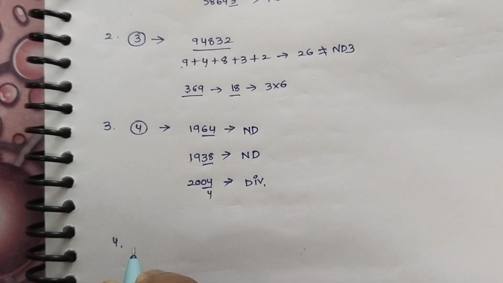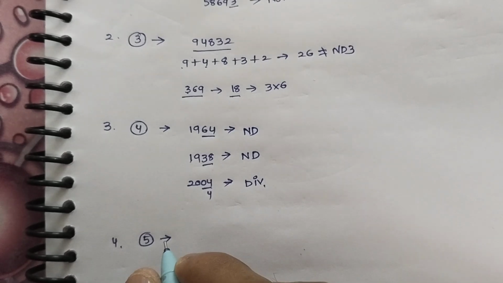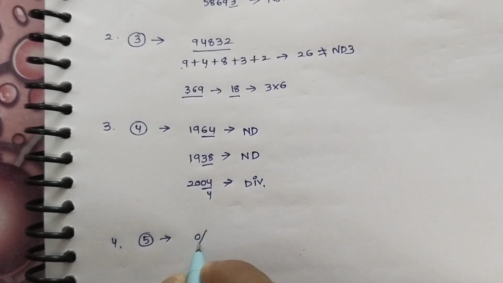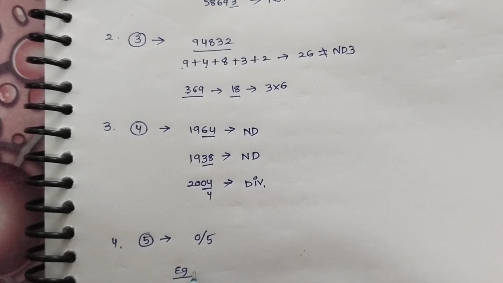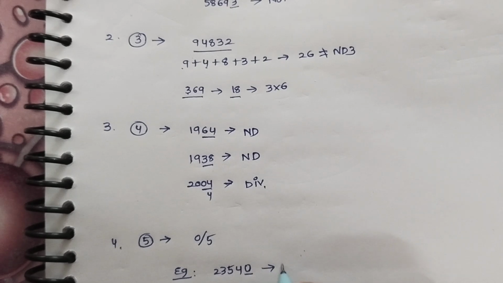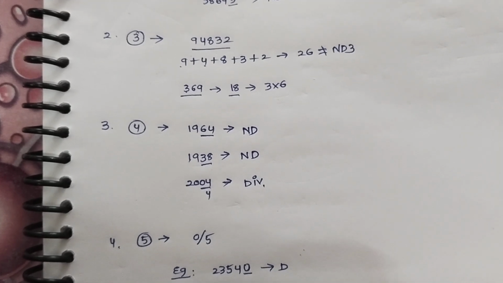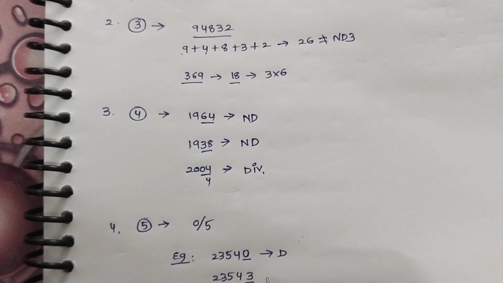Next one, divisibility rule of 5. A number is divisible by 5 only when the number ends with 0 or 5. Let's take an example, 23540. This number ends with 0, so it is divisible by 5. Let's take another example, 23543. The last digit is 3, so it is not divisible by 5.